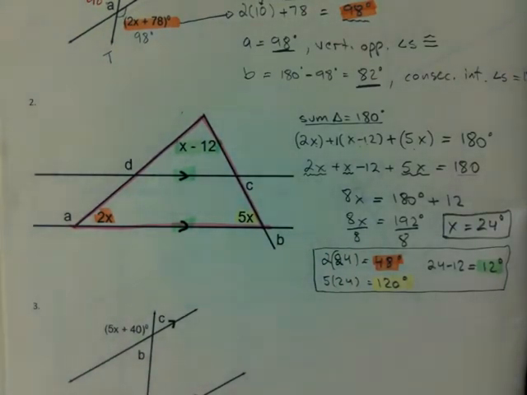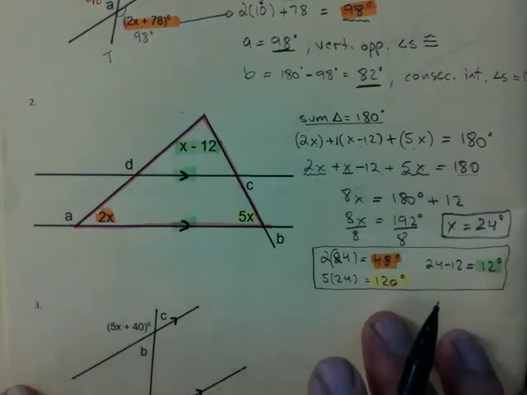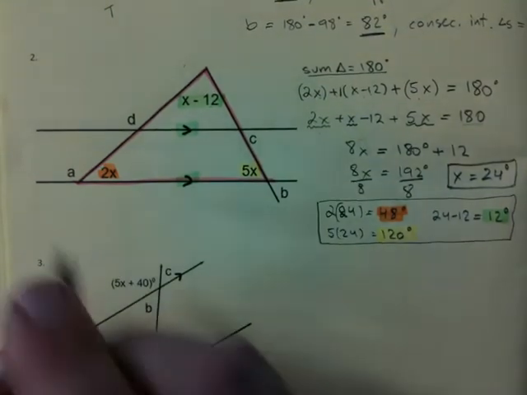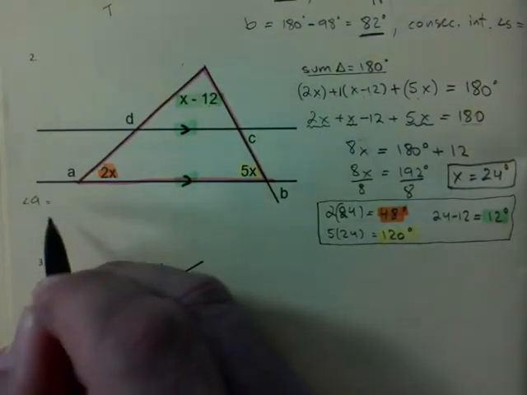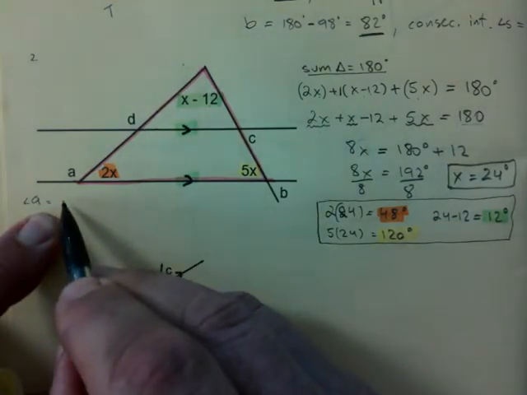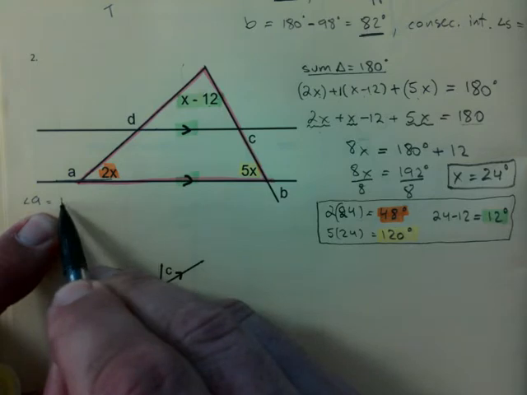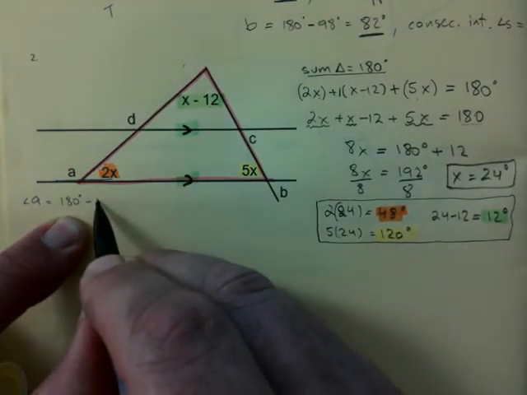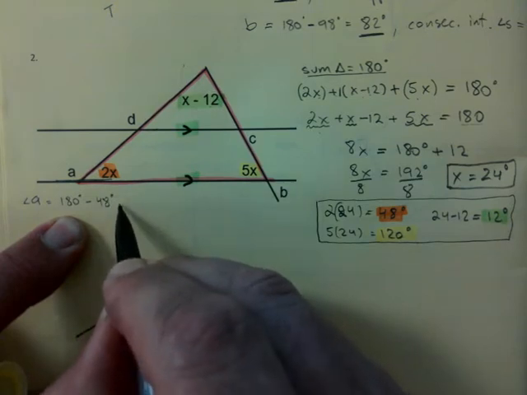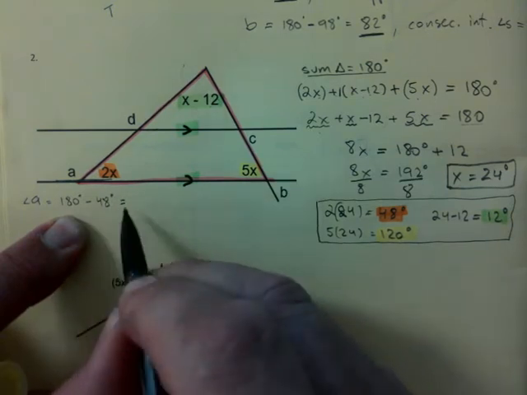And now let's find A, B, C, and D. So let's see, room is going to be the problem. But I'm going to go angle A here. Angle A will be, I'm going to go straight line here. Straight line. So I'm going to go 180 minus 48. Okay. So that'd be 132.